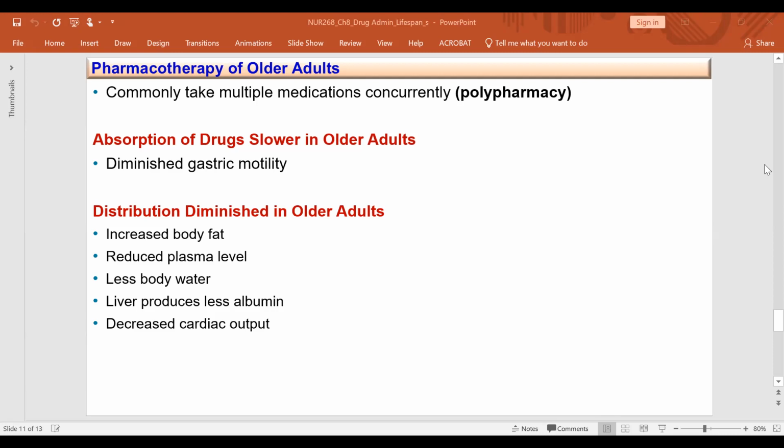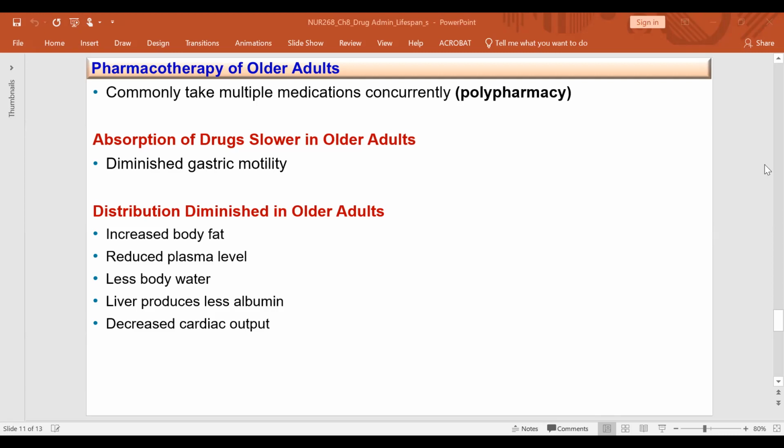So under absorption, altered GI absorption is not a major factor in drug sensitivity. The percentage of an oral dose that is absorbed does not change with age, because the rate of absorption may slow, but is usually complete.